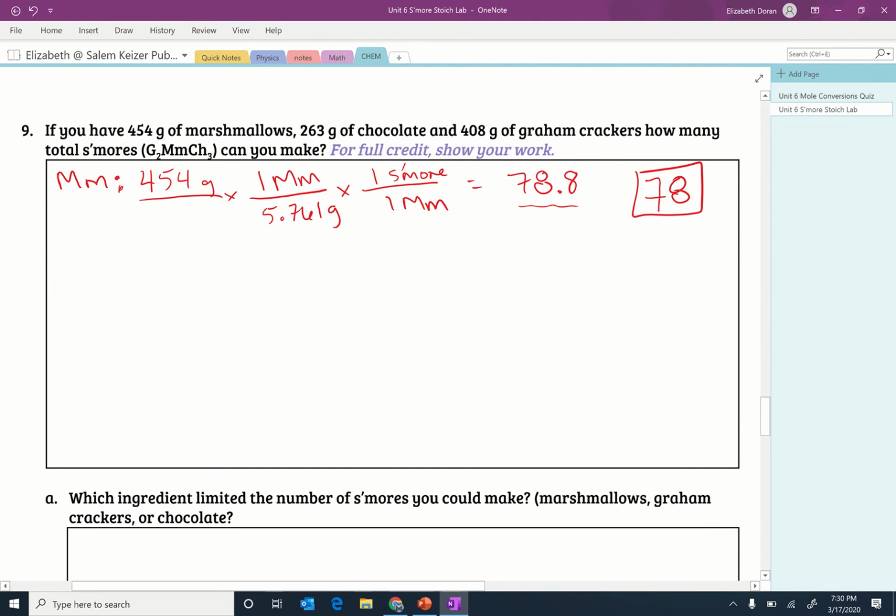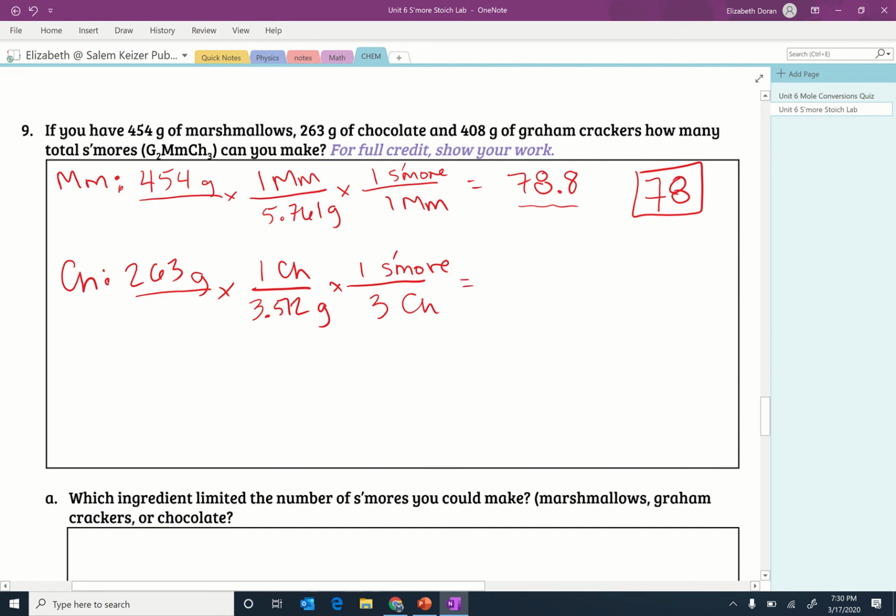So 78 from the mass of marshmallow that we have. Okay, let's move on to the chocolate. For the chocolate, we start with 263 grams of chocolate. Okay, we know that every 1 chocolate piece has a mass of 3.512 grams. And every 1 s'more has 3 chocolates.